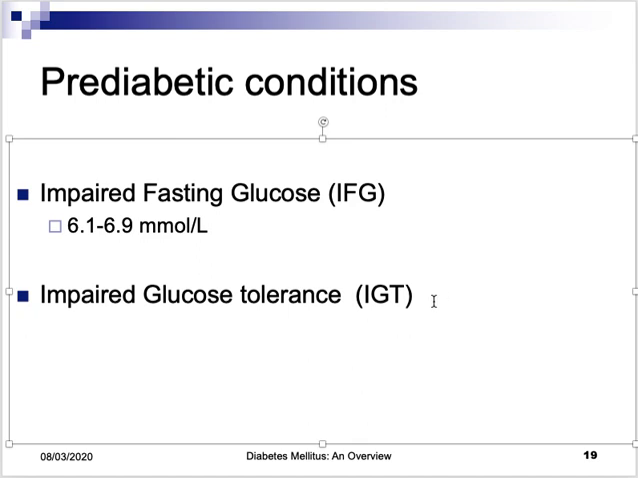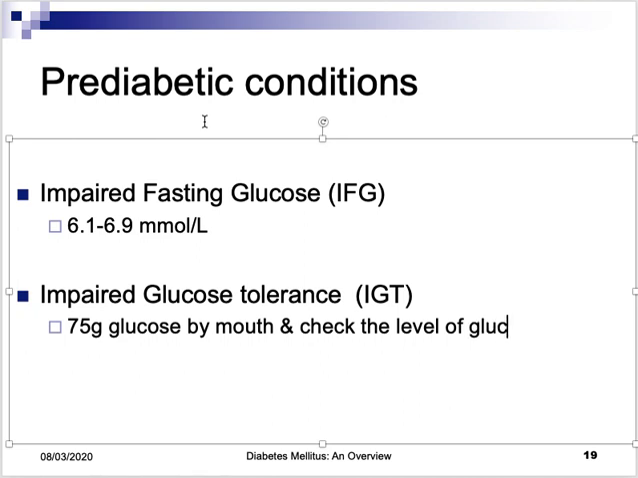Impaired glucose tolerance is when they give you 75 gram of glucose by mouth, and wait, and they check the level of glucose in your blood after 2 hours. This test is called the oral glucose tolerance test, OGTT.